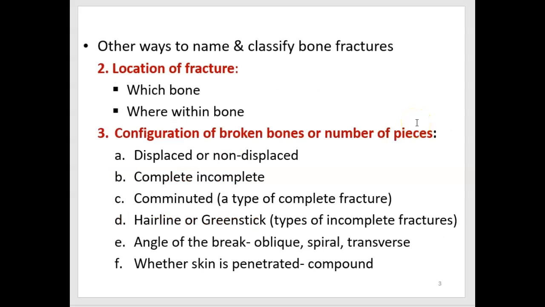There's many other ways, as I mentioned, to classify bone fractures. One is, where is it located? Which bone? Where within the bone? And another has to do with what you would see on X-ray, the configuration of the broken bone or its pieces and how many pieces there are. So first we'll talk about location and then configuration.